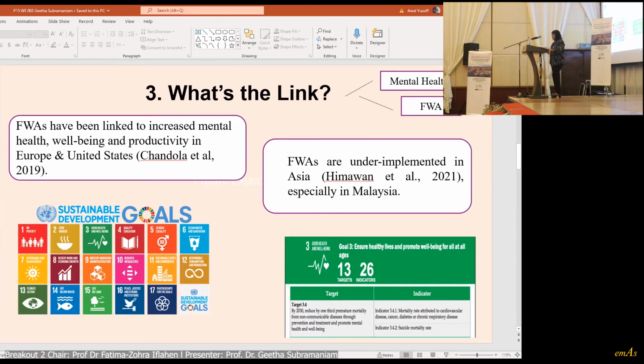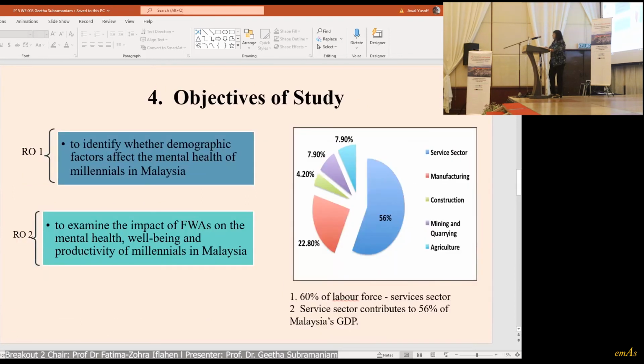Secondly, in Malaysia, flexible working arrangements are under-implemented. This has been highlighted by many studies, including something I did way back during my PhD in 2010. And bringing this in relation to the United Nations SDG, we all know SDG 3 is talking about well-being and good health.